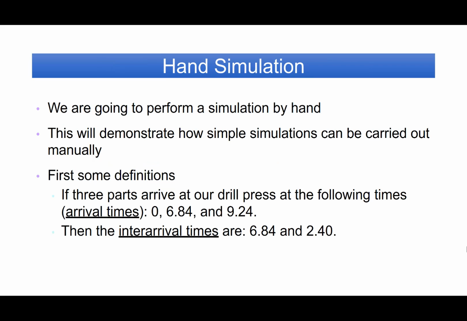Before we go into simulating by hand, let's talk through some definitions. First, if three parts arrive at our drill press at the following arrival times, 0, 6.84, and 9.24, the inter-arrival times will be listed as 6.84 and 2.4. The 2.4 is the difference between 9.24 and 6.84 and shows how much time passed from the second arrival until the third one.